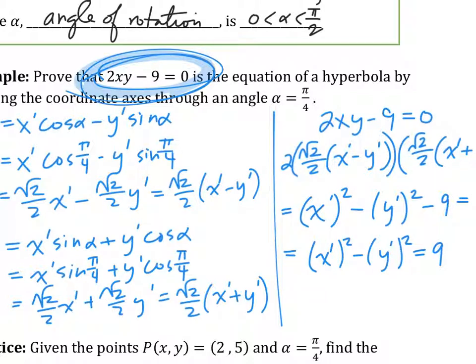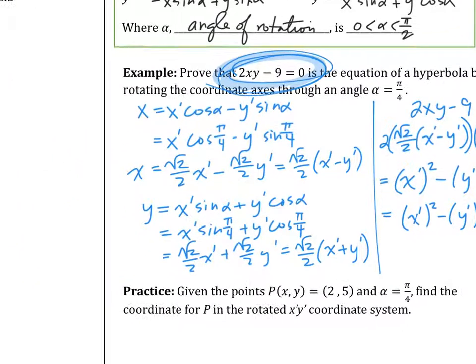How do you do it in your calculator? You have to change it into xy. So 2xy minus 9 equals 0. So 2xy equals 9. So y is equal to 9 over 2x. So if you graph that in the calculator, it should show you a hyperbola, but rotated 45 degrees.